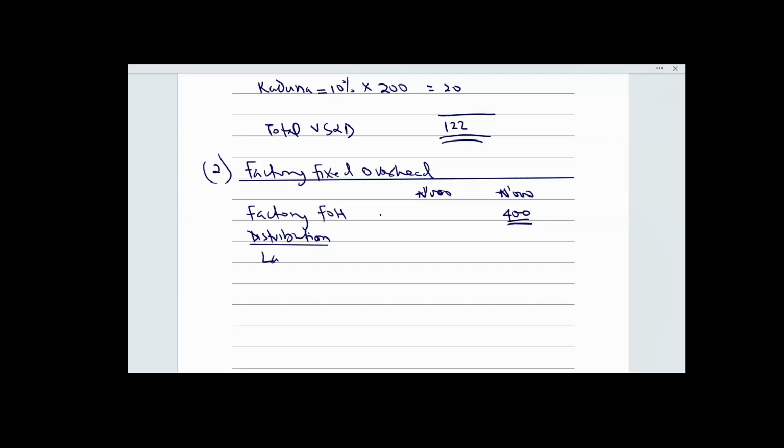So we have Lagos. Lagos produced 70,000 units over the total of 100,000 units, then multiply by the 400,000 that you want to apportion. This will give us 280, equal to 280,000.